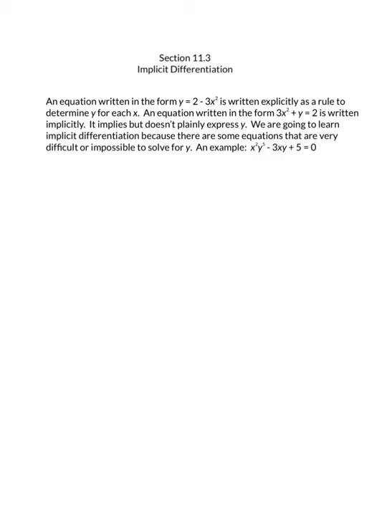We need to learn how to do implicit differentiation because there are some equations that are very difficult or even impossible to solve for y. An example of that would be the equation x squared y to the 5th minus 3xy plus 5 equals 0. It would be very, very difficult or impossible to make that say y equals.